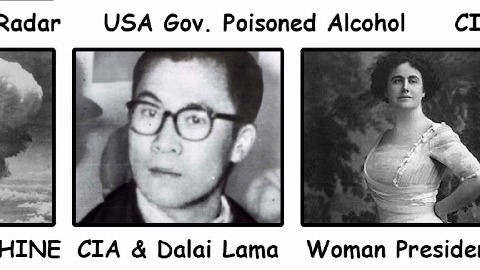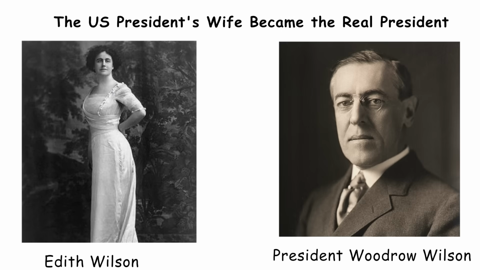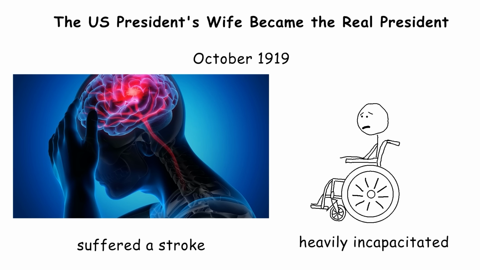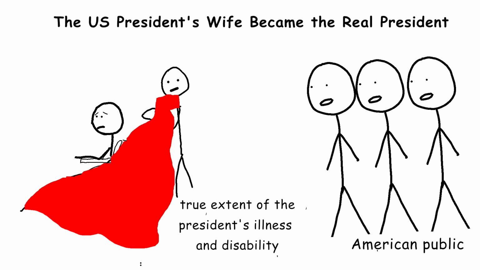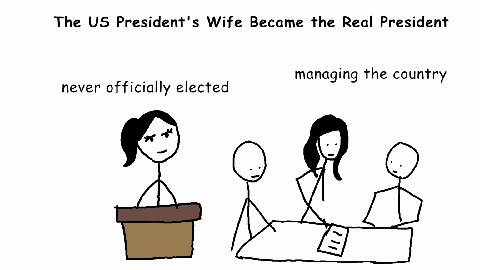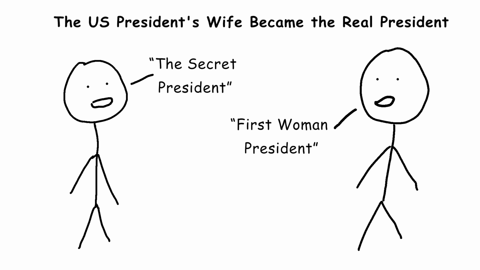The US president's wife became the real president. Edith Wilson was the wife of President Woodrow Wilson when, in October 1919, he suffered a stroke that heavily incapacitated him. They hid the true extent of the president's illness and disability from the American public, and although she was never officially elected president of the United States, she played a significant role in managing the country after her husband's condition, and some scholars even call her the secret president or the first woman president.